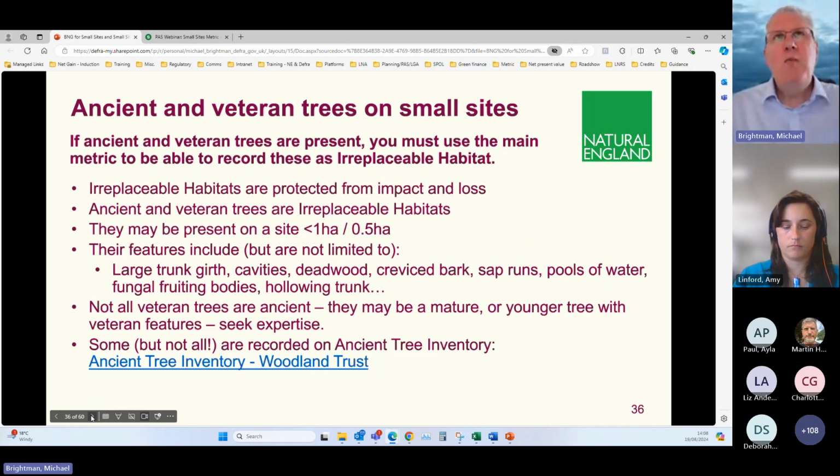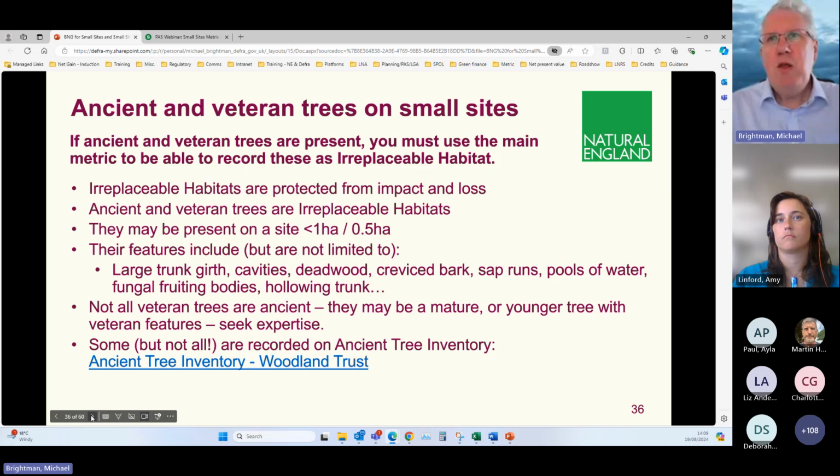Now, it's also important to have an awareness of ancient and veteran trees on small sites. Just because it's a small site doesn't mean that they won't necessarily be present. Where they are present, then the main metric must be used because they are, as you will know, irreplaceable habitats. So again, as you know, irreplaceable habitats, importantly, are protected from impact and loss. And their features are listed here, but they're not limited to those features. And certainly where there's a small site where the presence of ancient or veteran trees is thought to be the case, then advice should be sought from an ecologist.